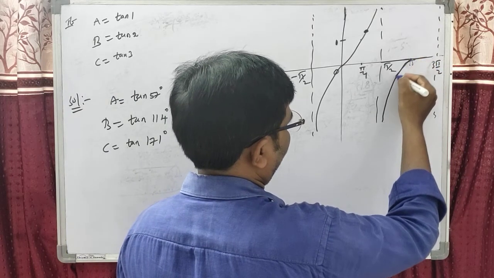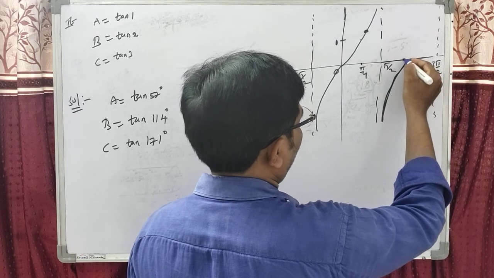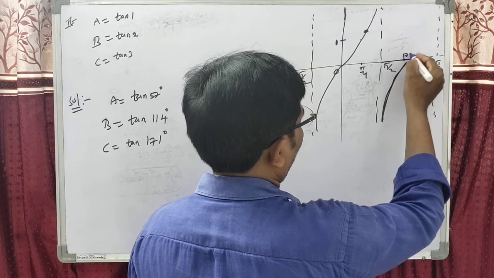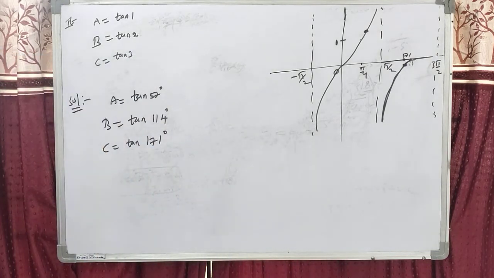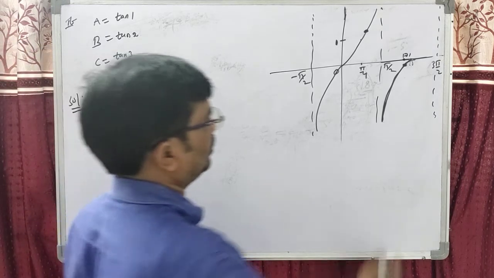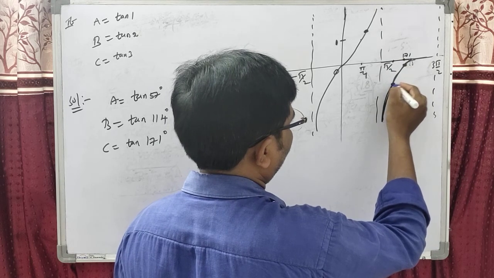So these are all negative. My observation is that this value is 171. Dear students, the other one is 114. This is the 114, this one.